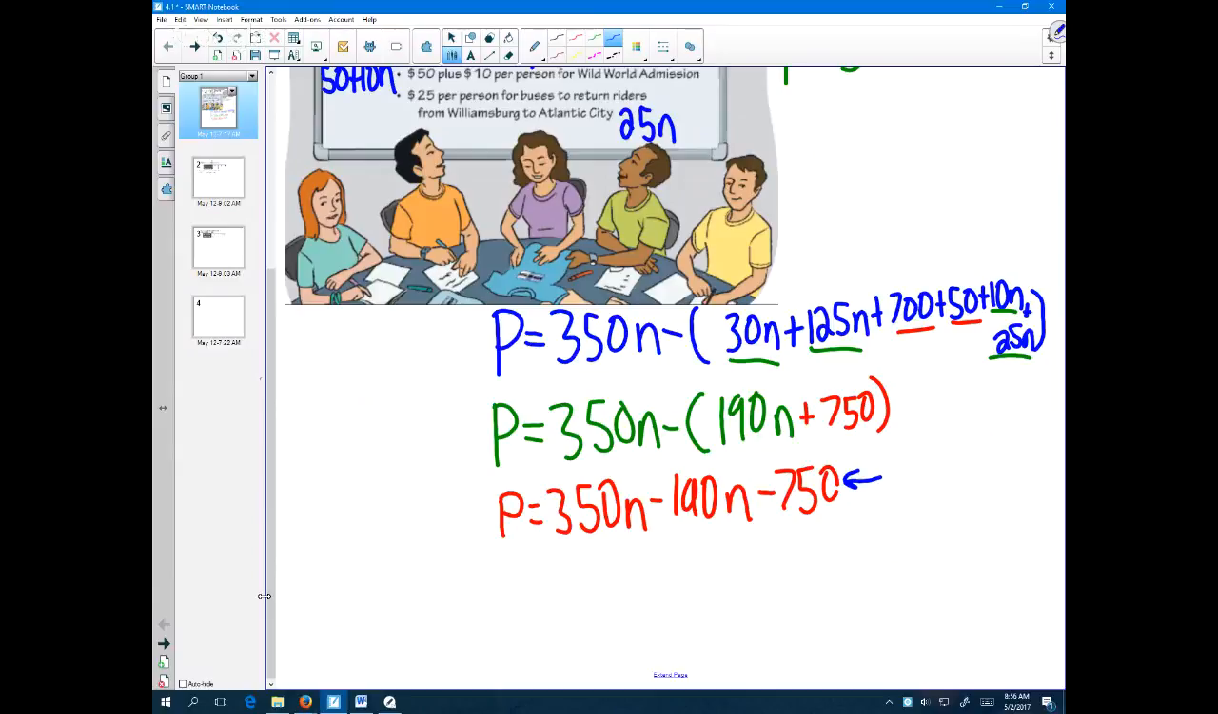So your equation, if we were to simplify this again, would be P equals what? It's not just 160. 160 n minus 750. That would be the simplest version you could make. You couldn't make it any simpler because now you have the two different things, per person and just the raw cost. That's as simple as you can get.